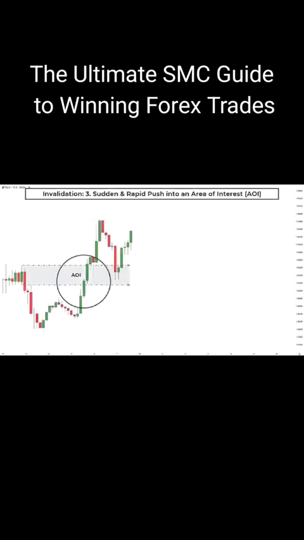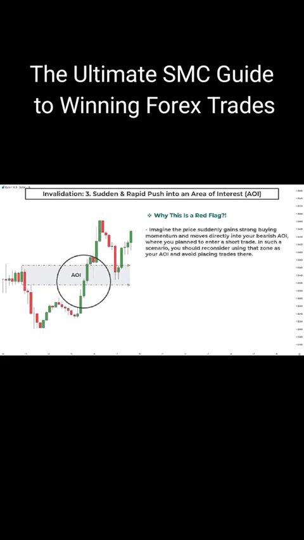Third, sudden and rapid push into an area of interest. Price behavior near the area of interest is critical when deciding whether to proceed with a trade. Why is this a red flag? Imagine the price suddenly gains strong buying momentum and moves directly into your bearish AOI, where you plan to enter a short trade. In such a scenario, you should reconsider using that zone as your AOI and avoid placing trades there. A sudden, massive move toward the AOI could sweep buy-side liquidity, pushing the price even higher.